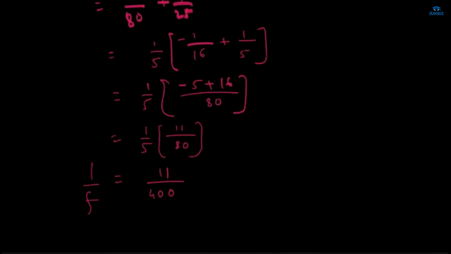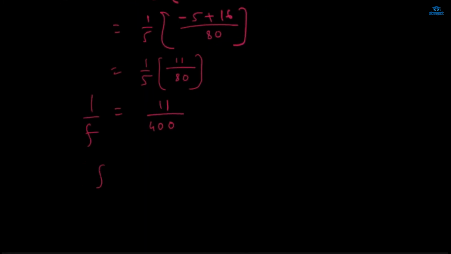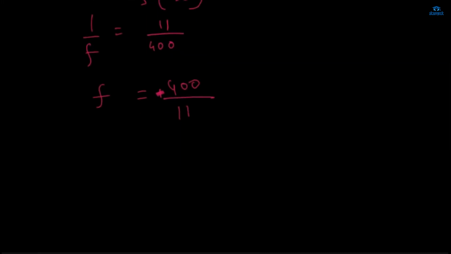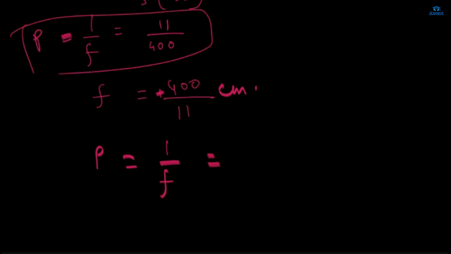1 upon F is what? It's coming out to be positive, and it will be positive, right? Because in hypermetropic eye, we apply a convex lens to correct the eye. So focal length has to come in positive. Whatever it will be, you just want power. You can write it here. So 1 by F, again the reciprocal. Actually it's the power, right?